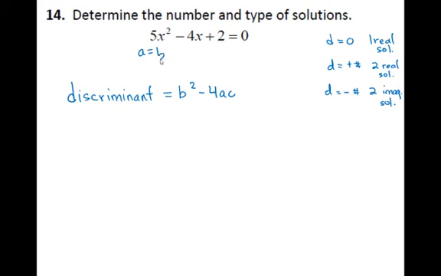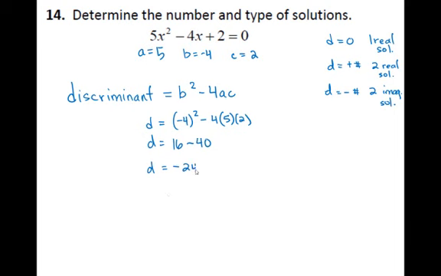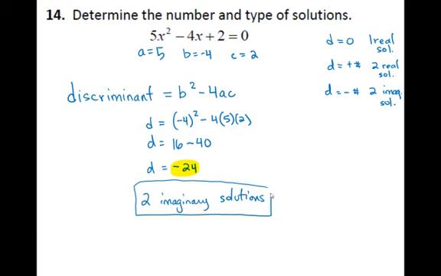Well, a is 5, b is negative 4, c is positive 2. Substitute: negative 4 squared minus 4 times 5 times 2. Negative 4 squared, that's 16. 4 times 5 is 20. 20 times 2 is 40. And 16 take away 40, that's negative 24. I ended up with a negative number as a discriminant. So if there's a negative discriminant, then there's going to be two imaginary solutions. Don't know what they are. I just know that there's going to be two imaginary solutions.